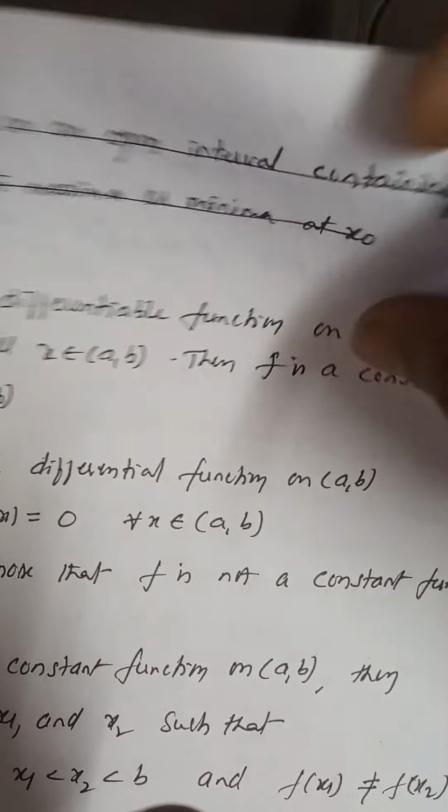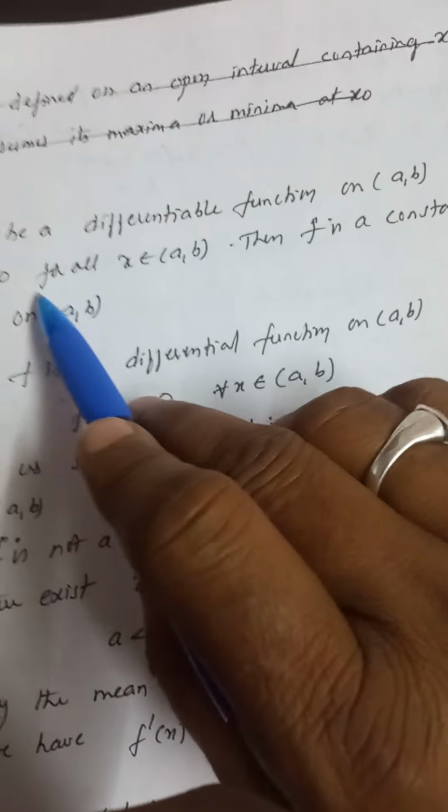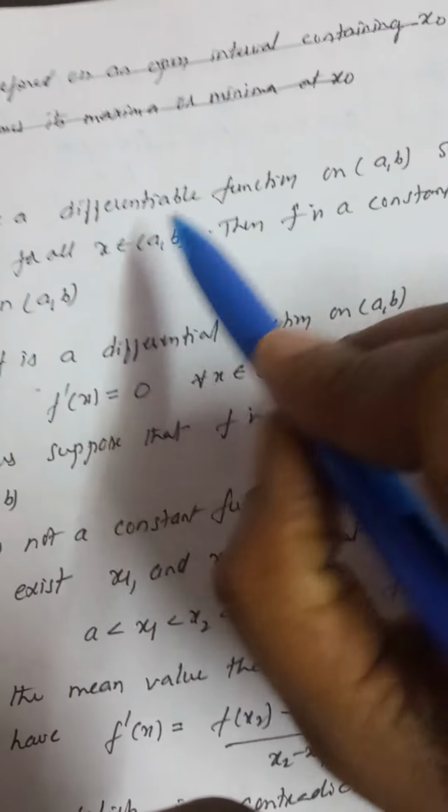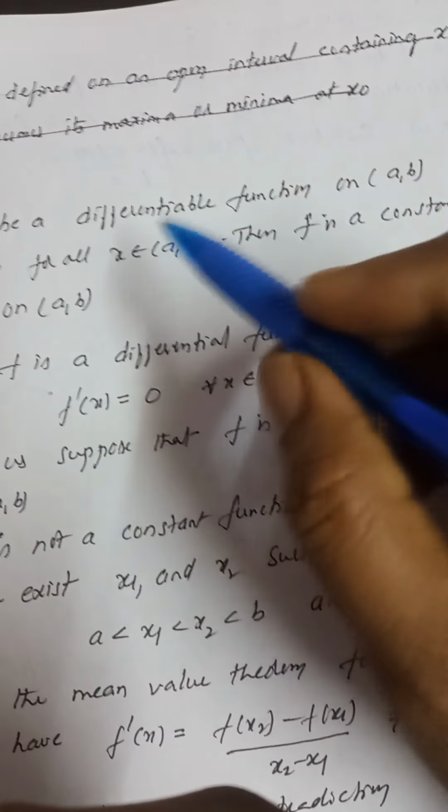Next one is next theorem. Let f be a differentiable function on open interval a comma b such that f dash of x is equal to 0 for all x belongs to open interval a comma b. Then f is a constant function, right?